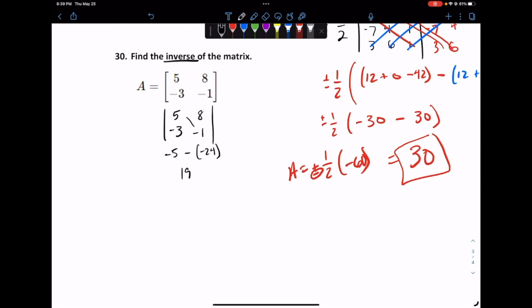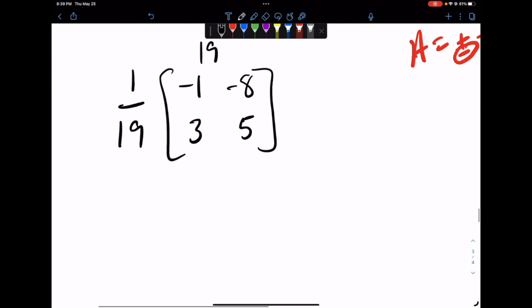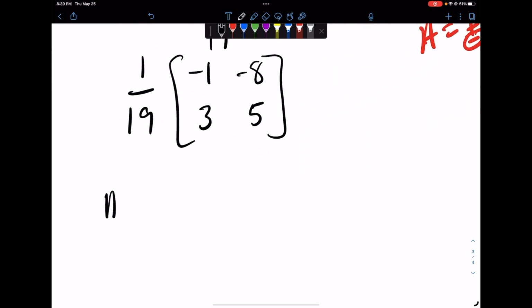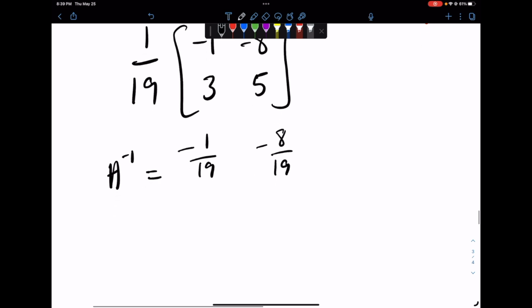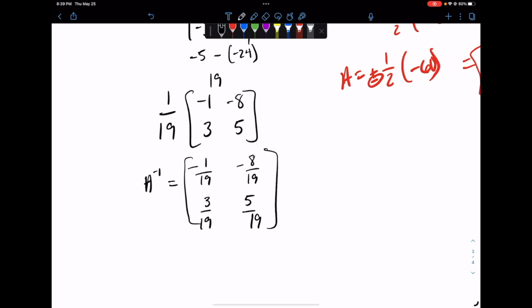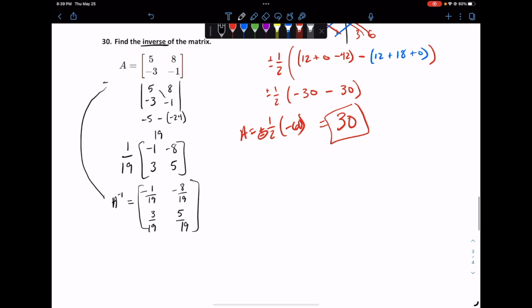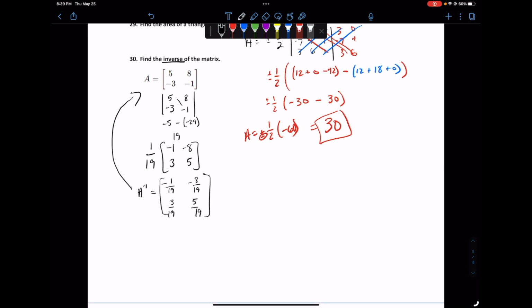All right, good deal. So we got 1/19 times, and we're going to rearrange this matrix. So -1 and 5 switch places. That's -8, +3. And now we just multiply. So the inverse matrix is going to be -1/19, -8/19, 3/19, and 5/19. Not too pretty, but that will be the inverse of the original matrix.